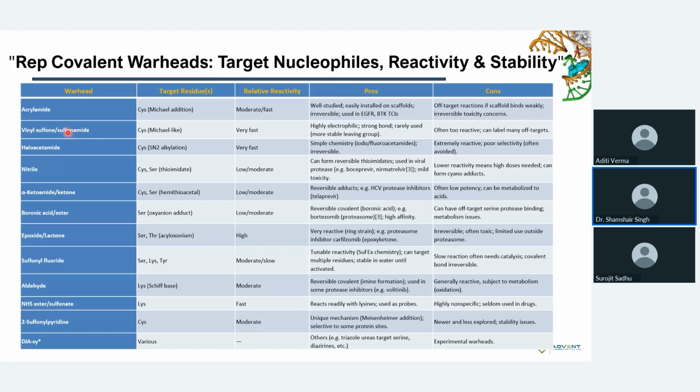Vinyl sulfone or sulfonamide again targets cysteine, working by Michael addition, and is again very fast reactive. Haloacetamide again targets cysteine. Nitrile targets cysteine and serine. So these are the very well known warheads in the literature, the amino acid residues, the kind of reaction that takes place, and the reactivity in terms of speed, moderate to fast. This gives us a complete landscape of the different warheads, the amino acid residues, and the reactivity that they possess.